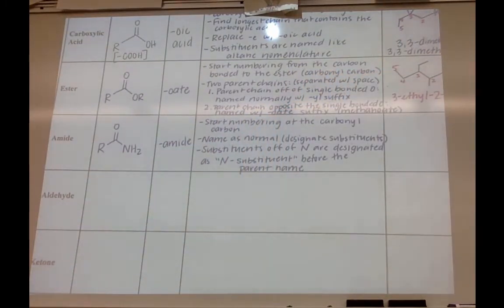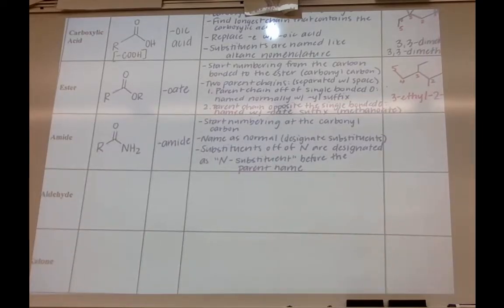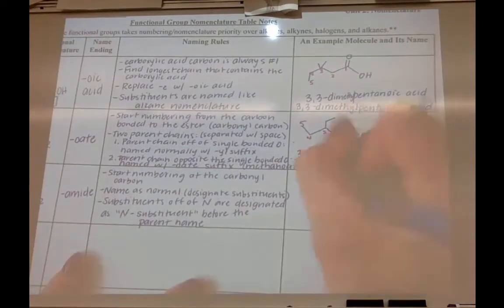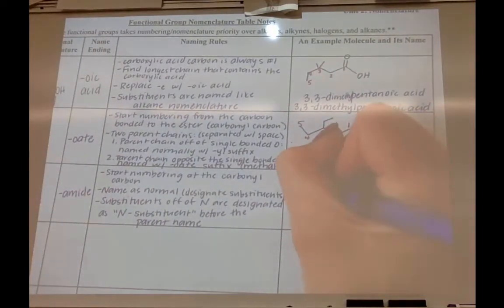So you start your numbering at the carbonyl carbon, name it as normal. If there's anything off of the nitrogen that's not hydrogens, you have to put an N instead of a number. So I have two examples here, so I'm going to split this box in half to show you two different examples.